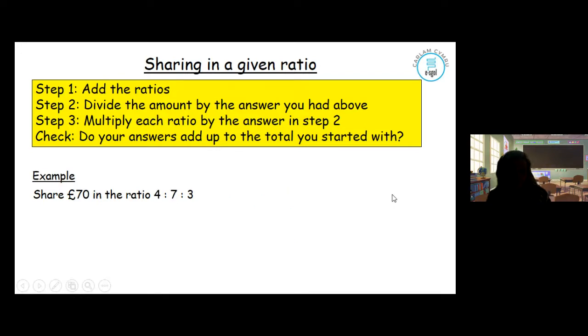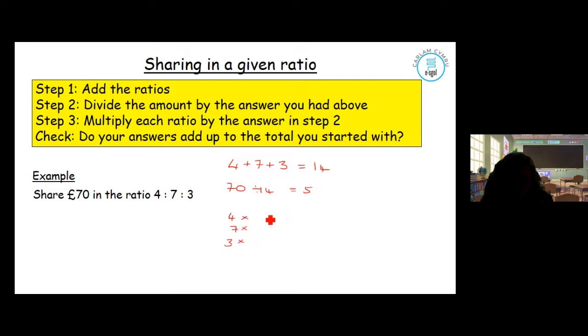Okay, right, we're going to do a similar thing now, but we've actually just got more parts to our ratio. So we've got 4, 7 and 3. So 4 to 7 to 3 is how we would read and say this. But we follow the same steps. So add the ratio, 4 add 7 add 3, which comes to 14. Divide the amount in the question by that, which comes to 5. And then each ratio gets multiplied by that answer.